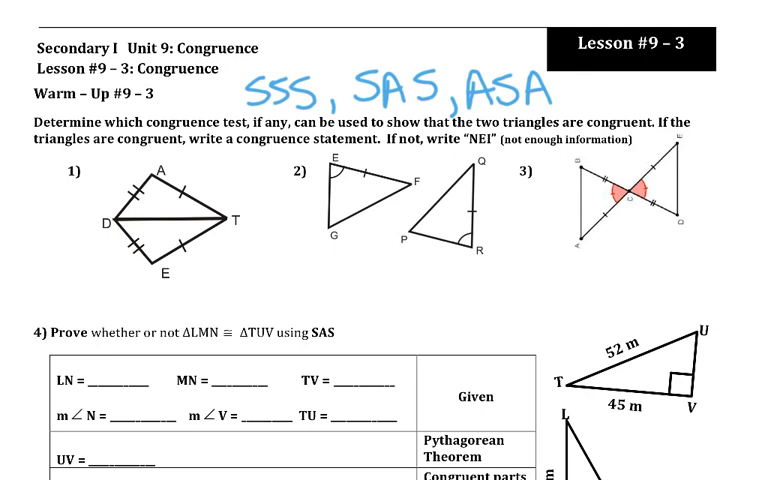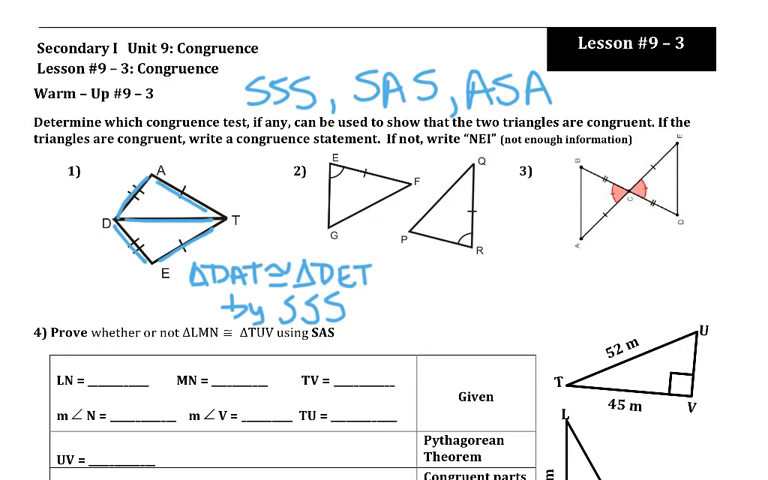So, number one, we have the triangle DAT and the triangle DET. And it looks like we have one pair of congruent corresponding sides, a second, and this third one is also congruent since they share that side of the triangle. So we can say that triangle DAT is congruent to triangle DET by side, side, side.